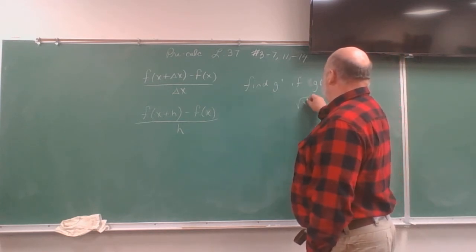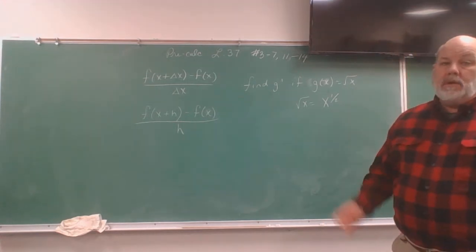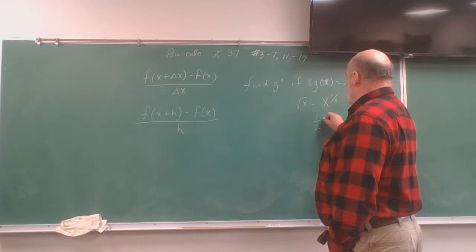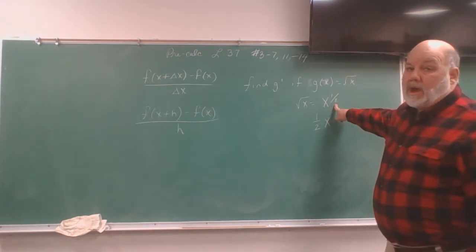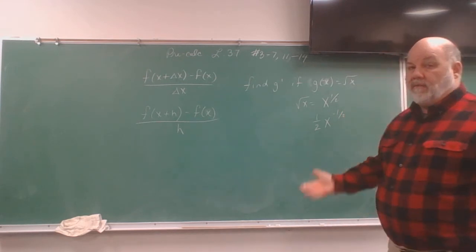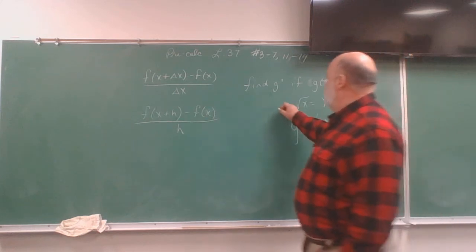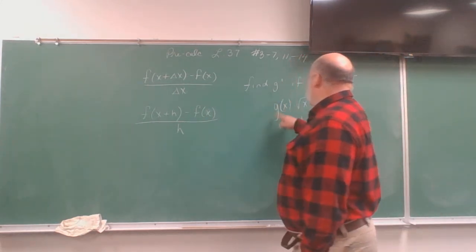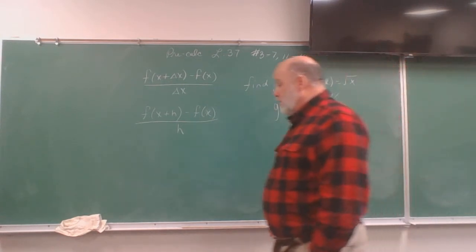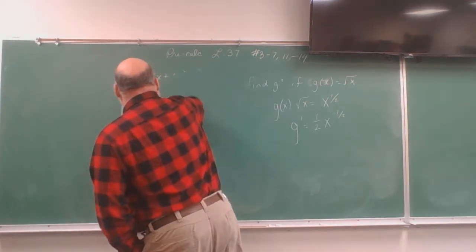The square root of x we write as x to the 1/2 power. What is the derivative? Well, the 1/2 jumps to the front. We subtract 1 from 1/2, and we get -1/2. There is your g prime. If this is g of x, g prime of x is this right here. Okay, enough of that. On to lesson 37.